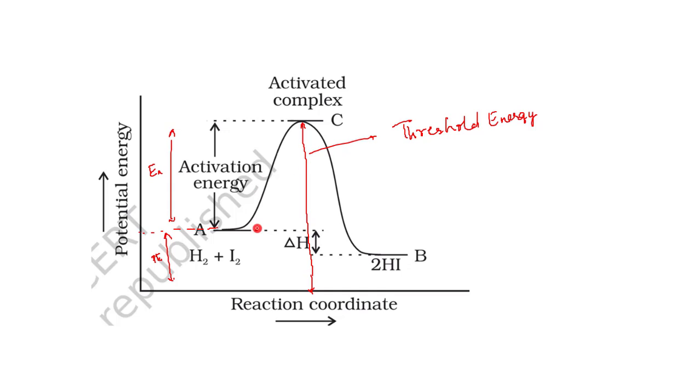Okay. Now, initially this was their potential energy. We write delta H1, and when the products are formed their energy has been lowered.